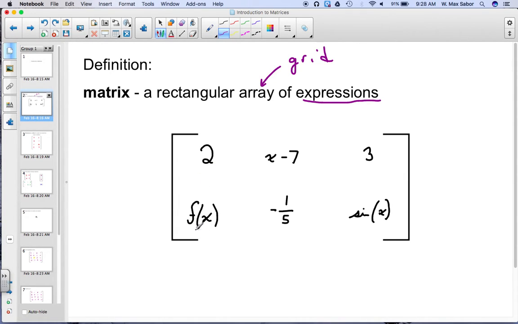They can be functions like f of x. They can be algebraic expressions like x minus 7. They can be trig functions. Pretty much any simple scalar object can be a single element. You'll notice that it's in a rectangle. It has to be that every element has things immediately to their left or right, and above and below. They can't have something randomly in the middle here and nothing above it.